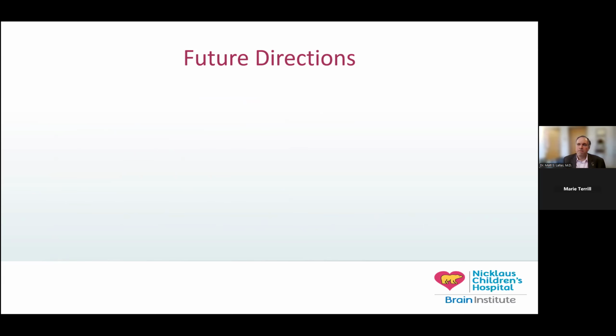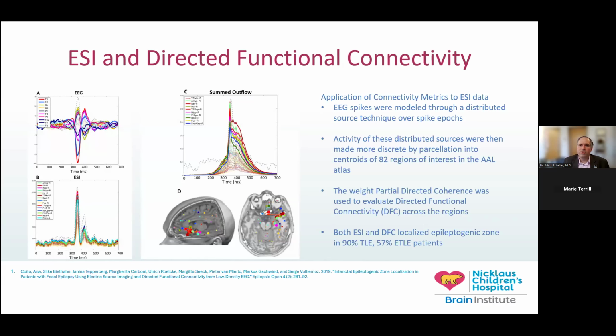So future directions. This was a study where they looked at not just ESI, but also at how it could be utilized in a way to look at directed functional connectivity. What they took was the EEG signal across the time point of an average spike, and they turned that into a distributed model, an sLORETA model. And then they said, well, now I've got this whole brain activity because I can model it in theory across the whole brain. Let's parcellate that brain out into smaller individual brain regions of interest. So they utilized the AAL atlas and created the centroids in the sublobar regions, and looked at the weighted partial directed coherence to look at the directed functional connectivity.